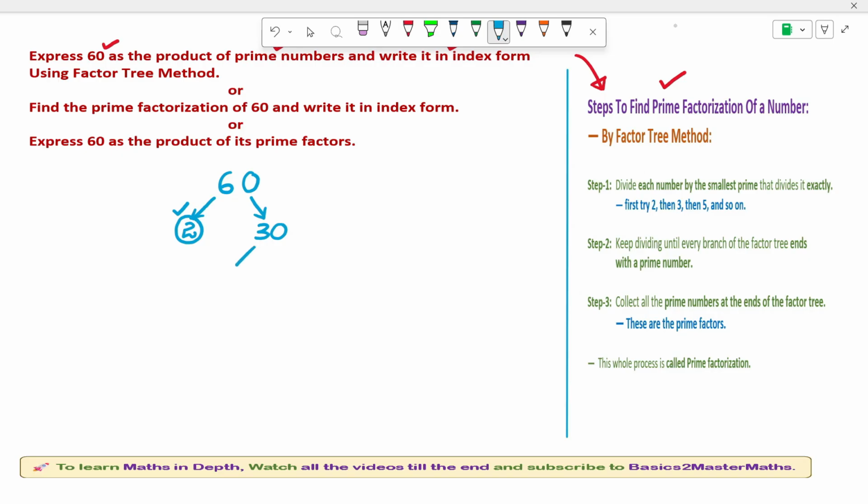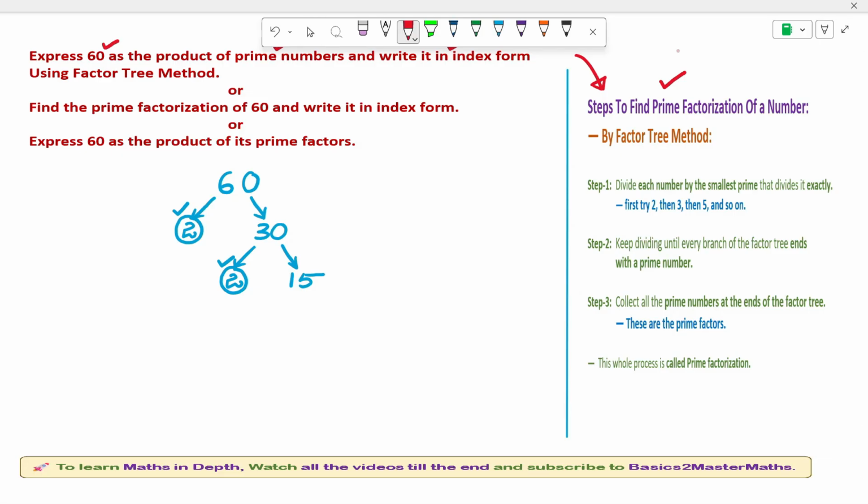Again, start dividing 30 by the smallest prime 2. Since 2 divides 30 exactly, we get 15. Observe, 2 is a prime number. So, this branch ends here.